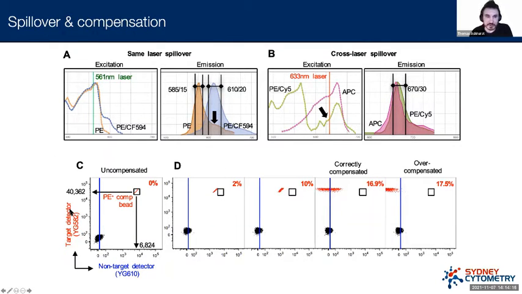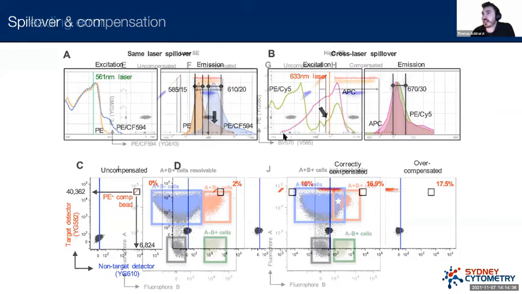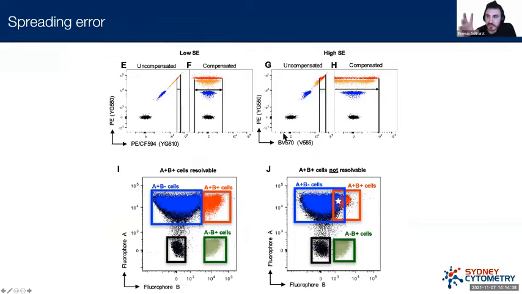So these are the fundamental premise we need to deal with when we're going to make assessments about our compensation, how well it's worked, and then how we're going to deal with it if it hasn't worked. We're getting spillover of signal between multiple detectors, and we're applying some correction factor to try and adjust how that data looks. Now, spreading error is worth talking about here because this is one of the factors that we're going to come to as we start troubleshooting through data.